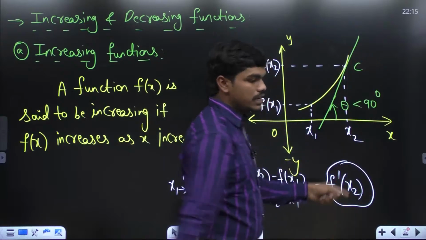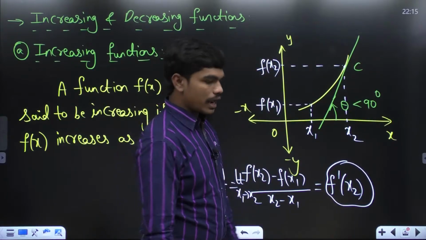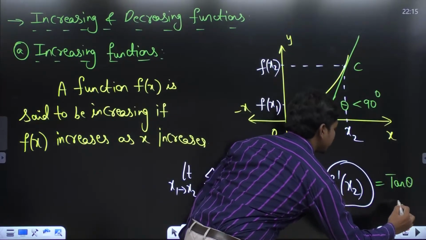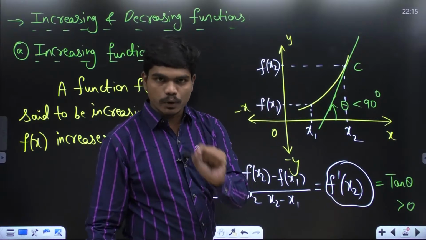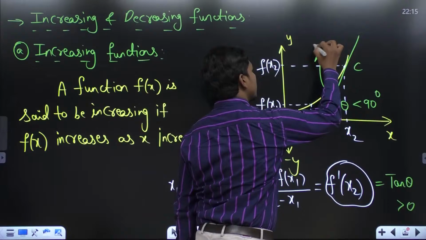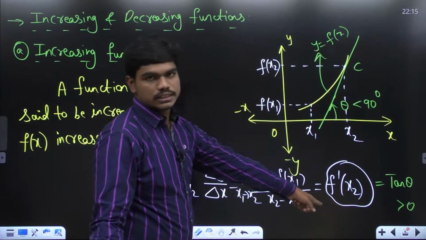For example, if you call this C, the tangent to this curve at point C is making an angle theta which is less than 90. And of course, since the slope is equal to tan theta, and when theta is less than 90 this is positive, which means if a function is increasing at a particular point, then definitely the derivative of that function y is equal to f of x at that particular point will be positive. You can see the case like this.